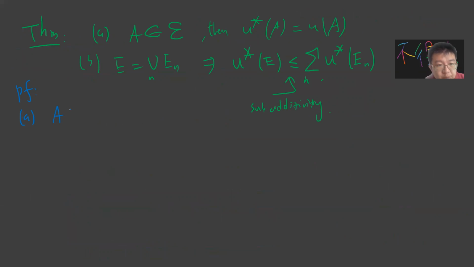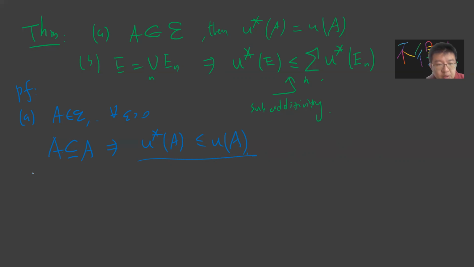Let's say A belongs to an elementary set, and choose a small epsilon greater than 0. So let's start. By definition, A is in an elementary set, so A can cover itself, which tells you that mu star of A should be less than or equal to mu of A, because mu star of A is an infimum. So this is the first direction.